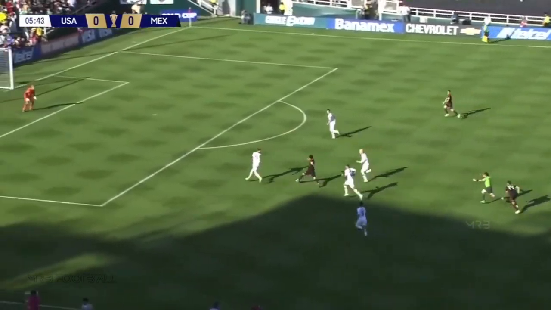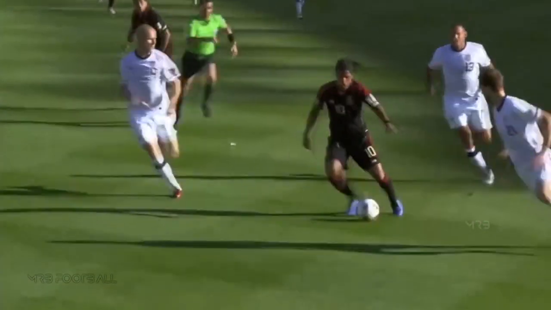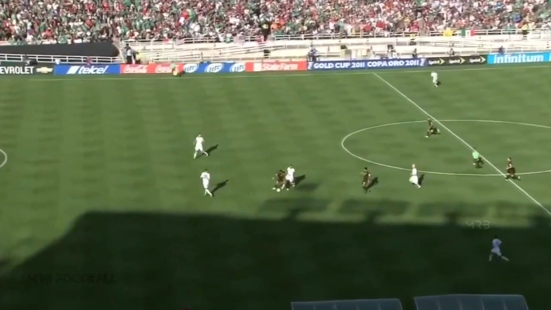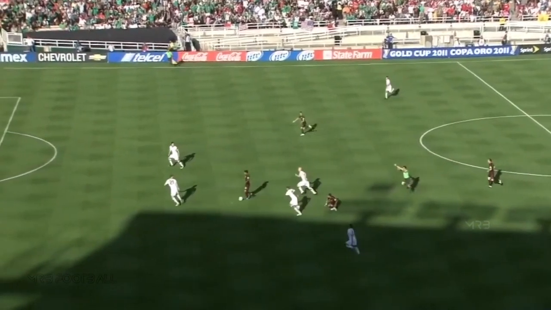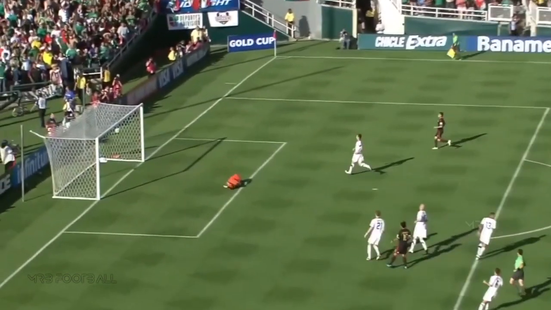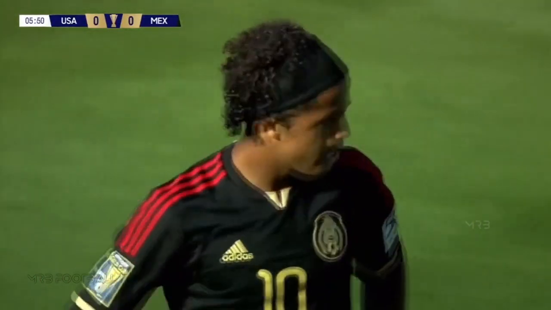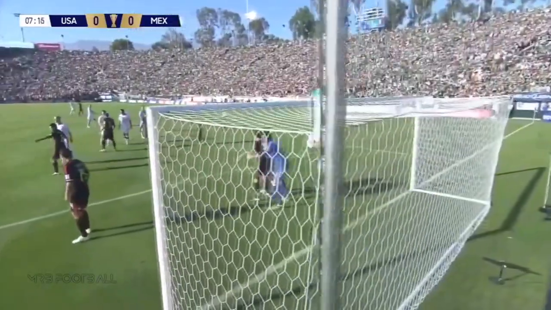Collision from behind. Play on as Jones went bowling through. And now the shot by Dos Santos, swerving wide. Ten international goals thus far for Giovani Dos Santos. Advantage was played on Jones. Foul inside the six-yard box.